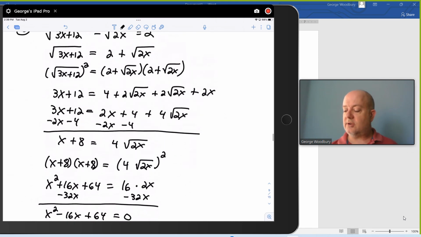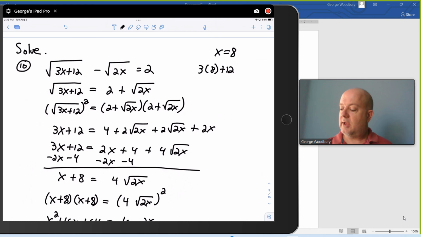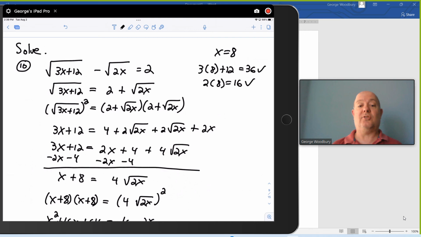Let's go back to the top. x equals 8. I try it with 3x plus 12. 3 times 8 plus 12. That's 36. That's positive. That's okay. Try it with the 2x. 2 times 8 is 16. That's positive. So x equals 8 is going to work when we substitute this in, and our solution is 8.